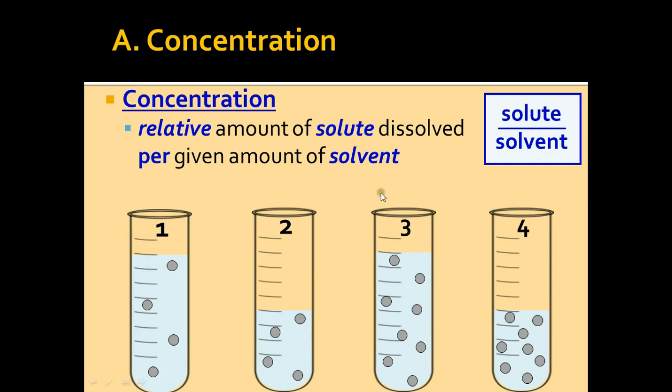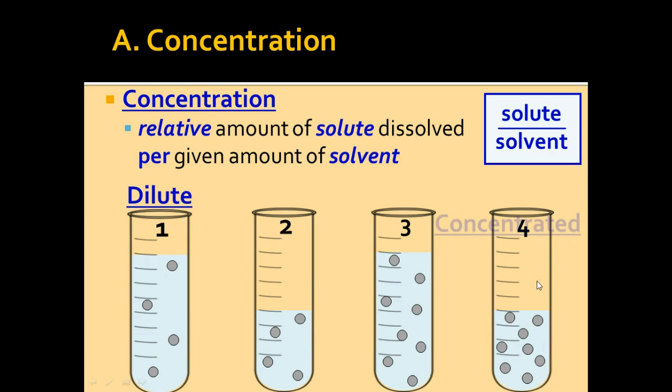Remember that concentration is a ratio of solute to solvent, so it just has to keep the ratio the same to be the same concentration. Then we have test tube 4 here, which has 8 dots and 4 lines. So solute is 8 over solvent, which is 4, and 8 over 4 is 2. So this one is very concentrated, and this one has the least concentration, and these two are just in the middle.